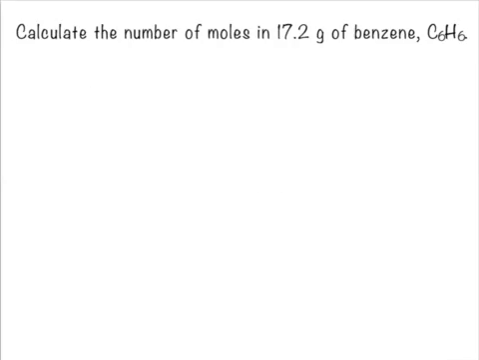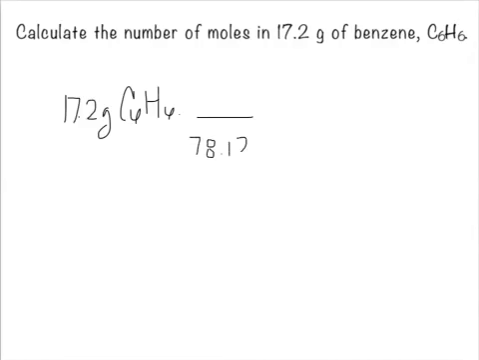To calculate the number of moles in 17.2 grams of benzene, C6H6, you have to look at the molar mass. There are 6 carbons, each at 12.01, and 6 hydrogens at 1.01 each. If you add those together, you find that it has a mass of 78.12 grams in 1 mole. Grams cancel, divide, and you end up with 0.220 moles of benzene.